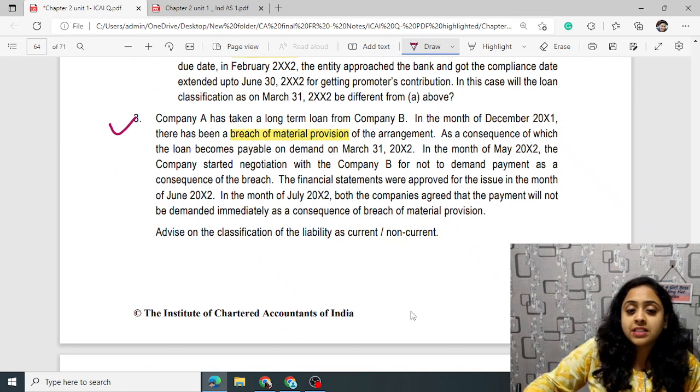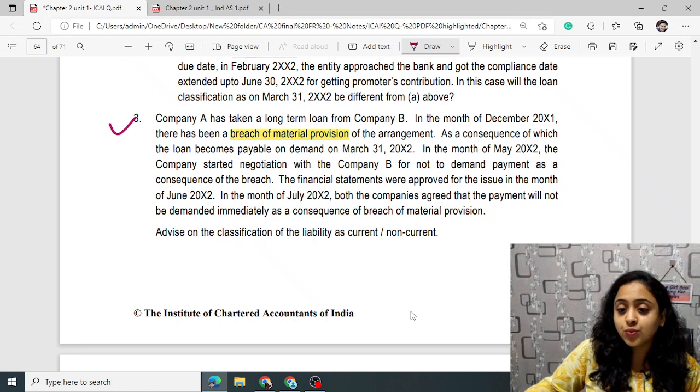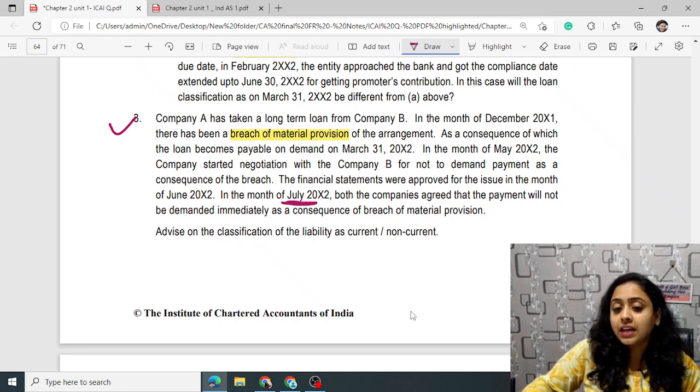So the same, there is a breach of material provision, as a consequence of which the loan becomes payable on demand on 31st March 2002. In the month of May 2002, the company started negotiation with company B not to demand payment as a consequence of the breach. The financial statements were approved for issue in the month of June 2002. In the month of July, both the companies agreed that the payment will not be demanded.